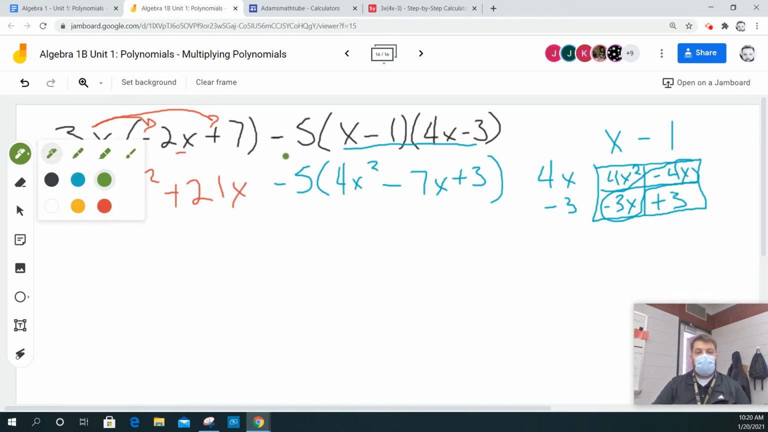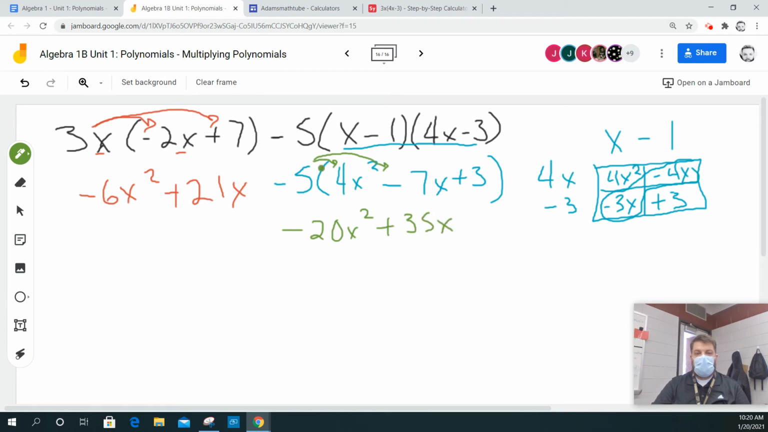Next, I'm going to distribute this negative 5 through the parentheses here. Negative 5 times 4x is going to be negative 20x squared. Negative 5 times negative 7x is a positive 35x. And then negative 5 times positive 3 is a negative 15. Now everything in red remains the same. I've got negative 6x squared plus 21x to the first power.